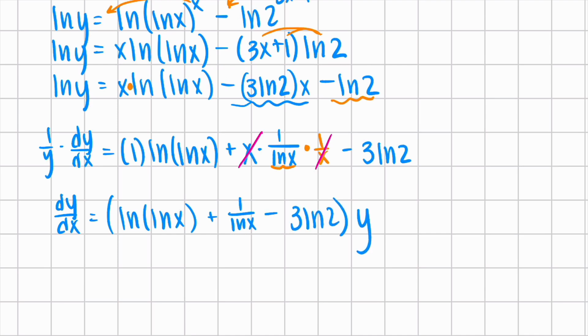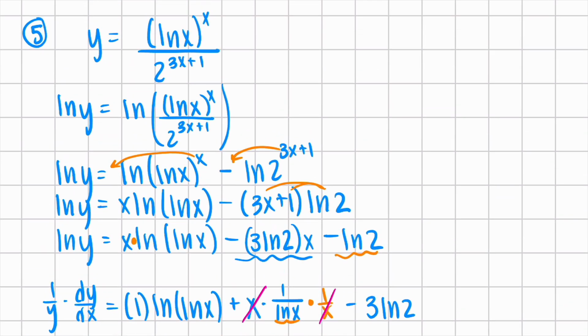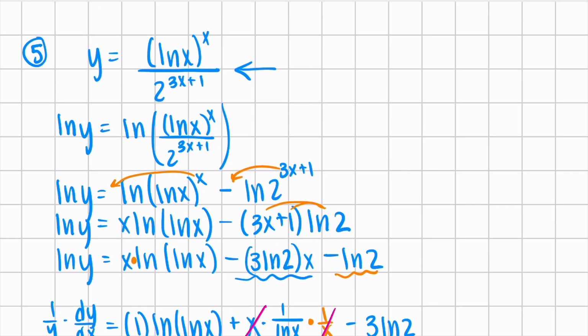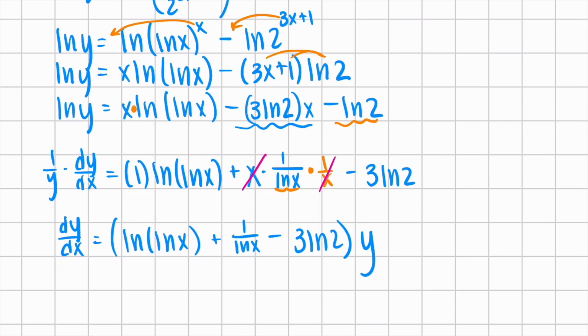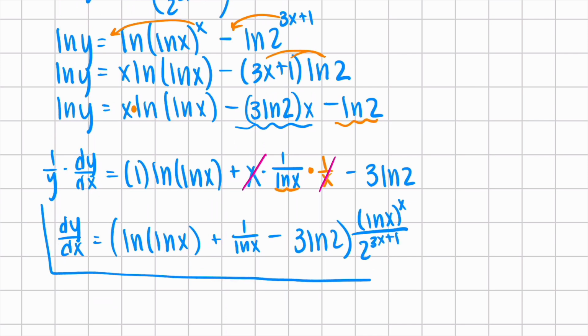And I can multiply by y, but I'm going to replace it with my y in terms of x. So I'm going to write my natural log of x raised to the x all over 2 raised to the 3x plus 1. And that is your answer.